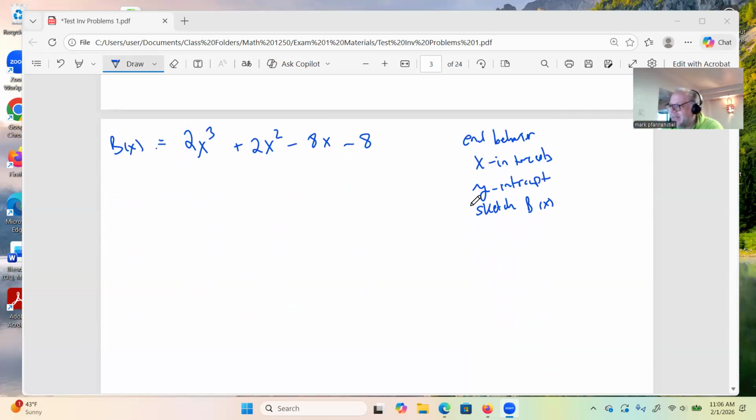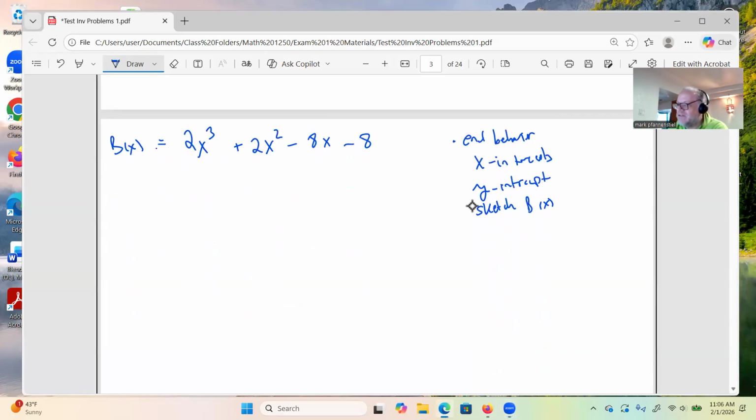So the idea here is we are going to go ahead and detail the end behavior. We're going to look at the x-intercepts, the y-intercepts, and make a little sketch. First thing we're going to do is end behavior. What degree polynomial is this? This is degree 3. My leading coefficient is greater than 0.